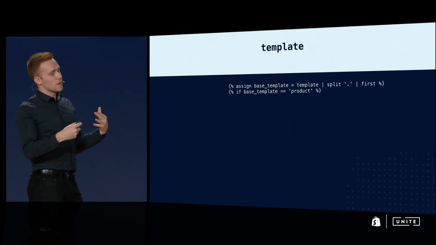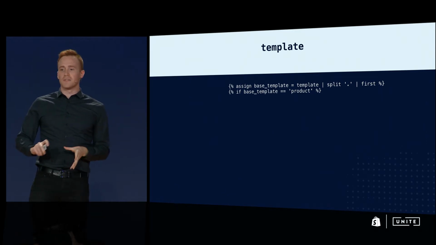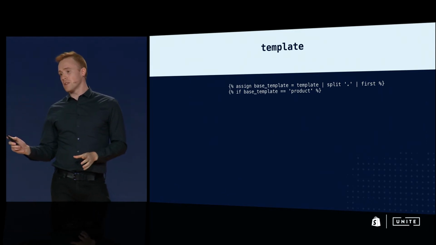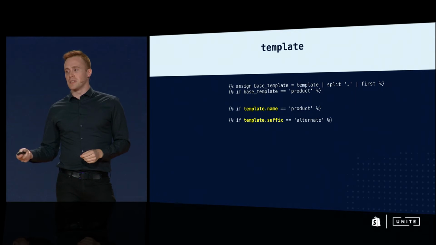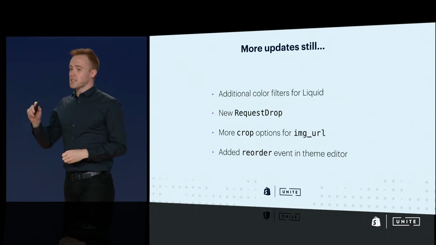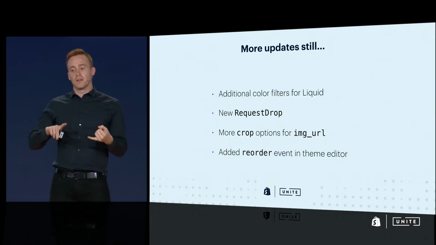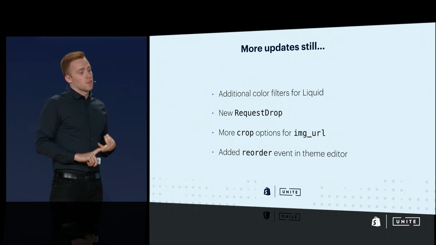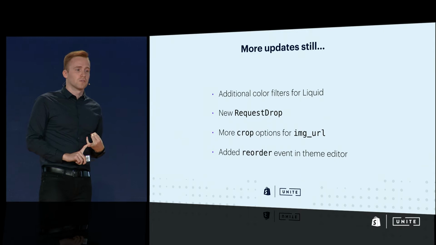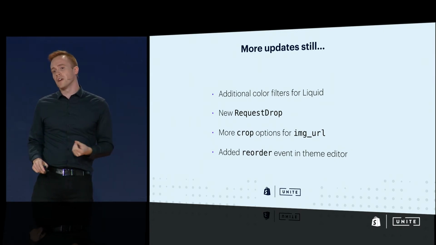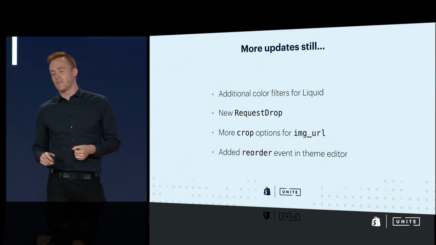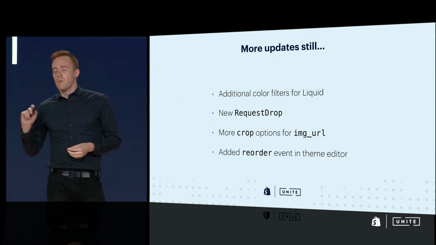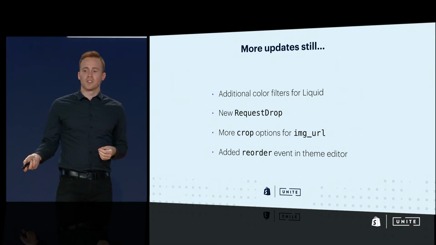Same thing about just finding out information about your template. You had to do some creative string to array manipulation, but you can just reference their properties again directly. And there's been a number of other Liquid updates, like color filters. There's additional ones for Liquid. There's a new request drop. There's more crop options for image URL, and we've added a reorder event to the JavaScript API based on partner feedback. With all these Liquid updates, it begs this question.